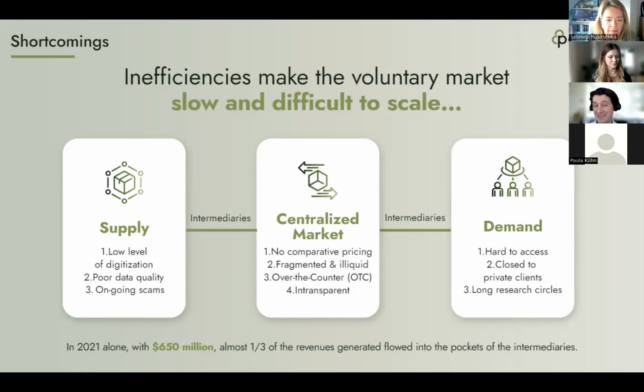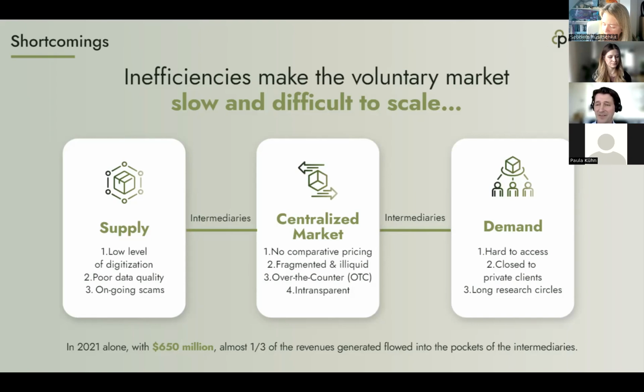Each project, because of the individual prices, cannot easily be exchanged for another project. It's an over-the-counter market, and oftentimes you don't just have one intermediary involved, but multiple intermediaries. And at the end of the day, the buyer today has no insight into how many cents of his dollar being spent are really ending up with the project.